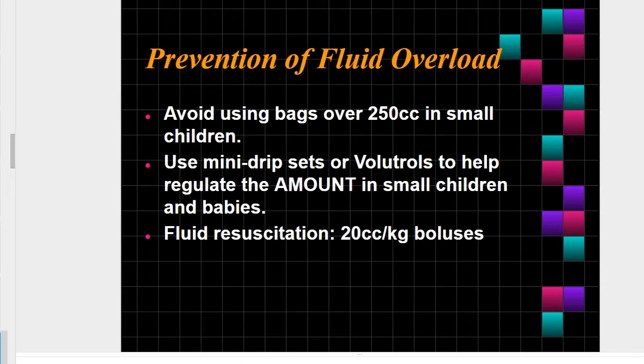Fluid overload. Avoid using bags over 250 cc's in small children. That way you can keep track of how much fluid that you're giving. Use mini drip sets for small pediatric patients or volutrols to help regulate the amount of fluid that you're giving to very small children and babies. You don't need mini drips or volutrols in larger children, but you still want to pay attention to how much fluid that you're giving a child. Fluid resuscitation in kids is typically 20 cc's per kilogram boluses. Reassess.